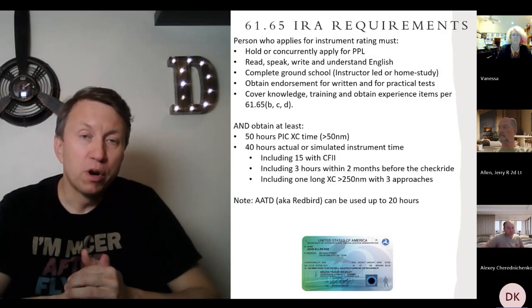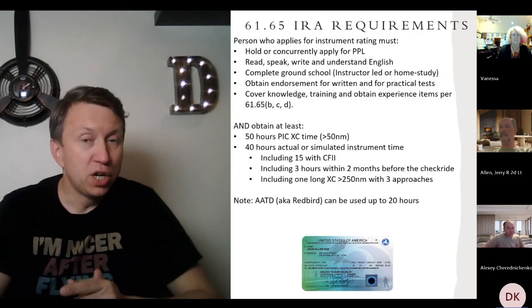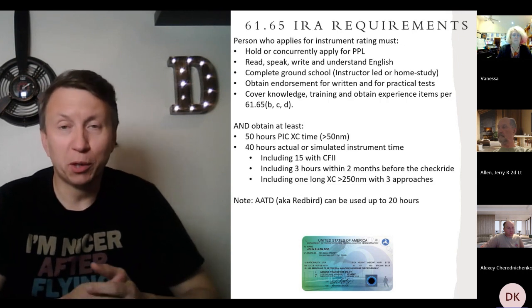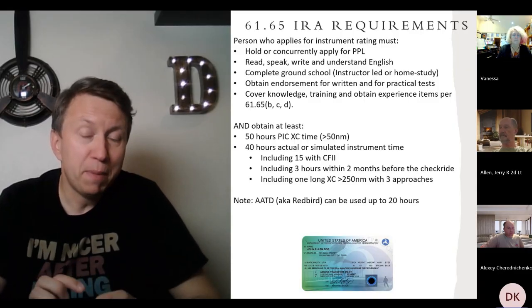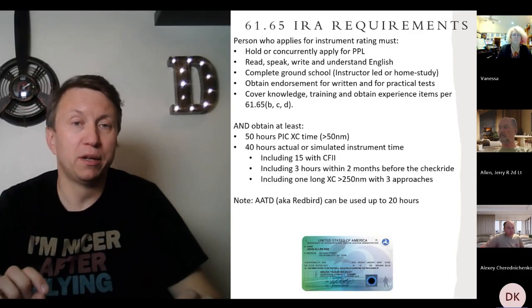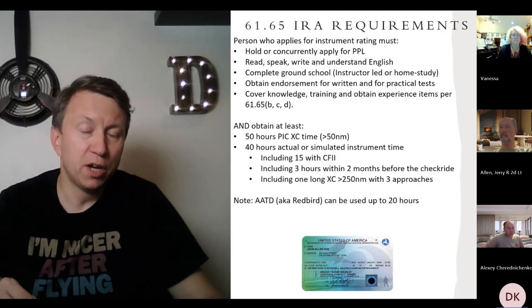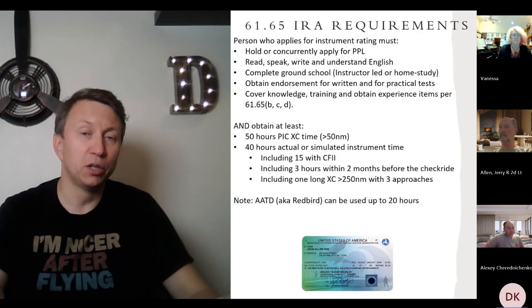And for the instrument, you have to have that one long cross country, which should be a total of 250 nautical miles along airways or as routed by ATC with 3 different approaches. And on this one, it depends on how you interpret 61.65. If you filed via certain VORs or airways, you may have a legit filed and flown distance of 250 nautical miles.